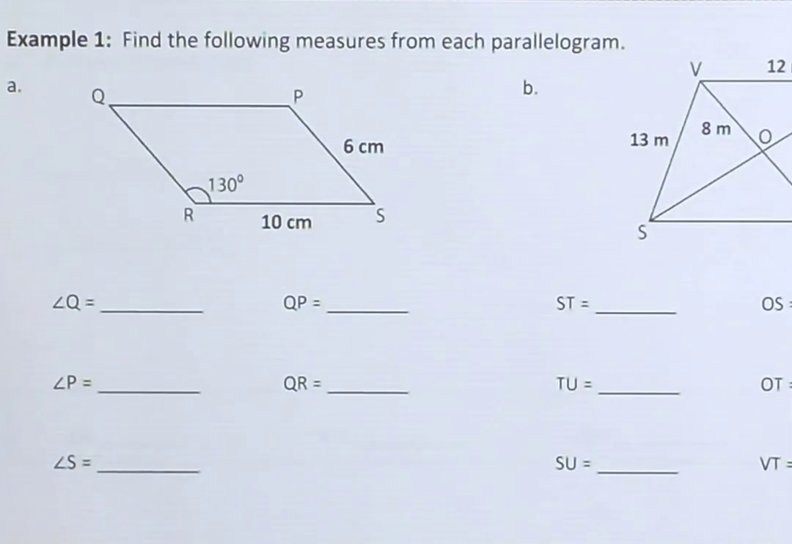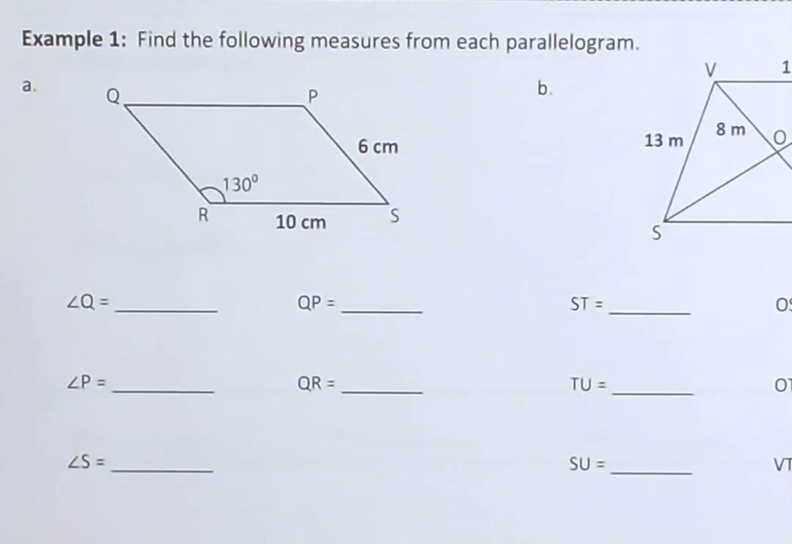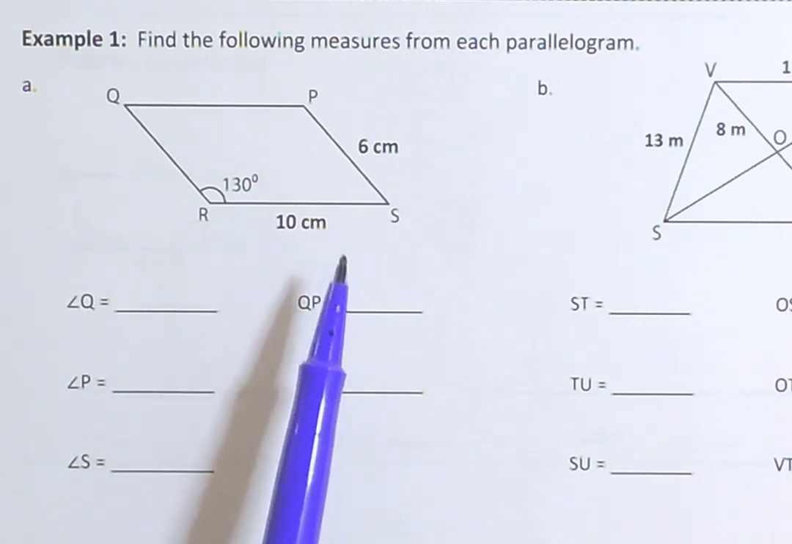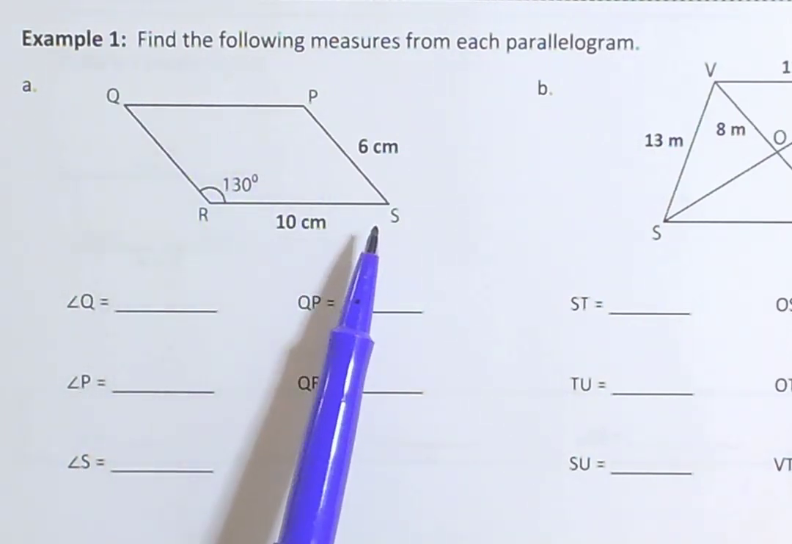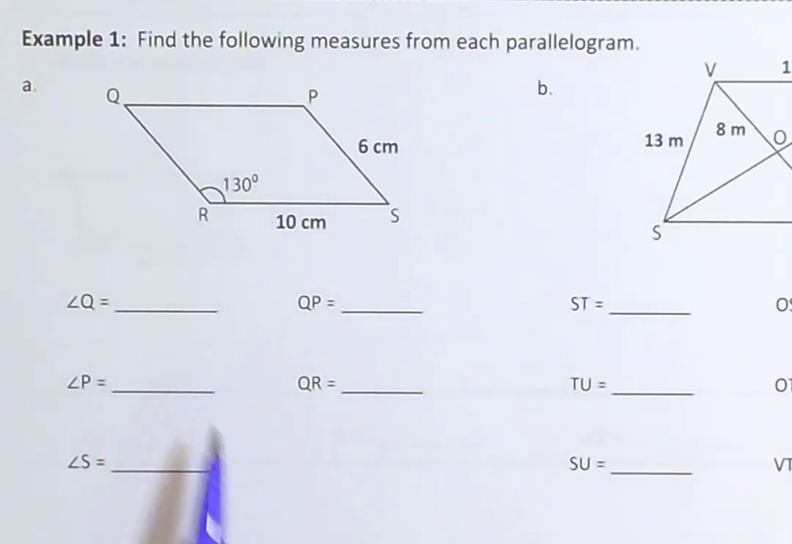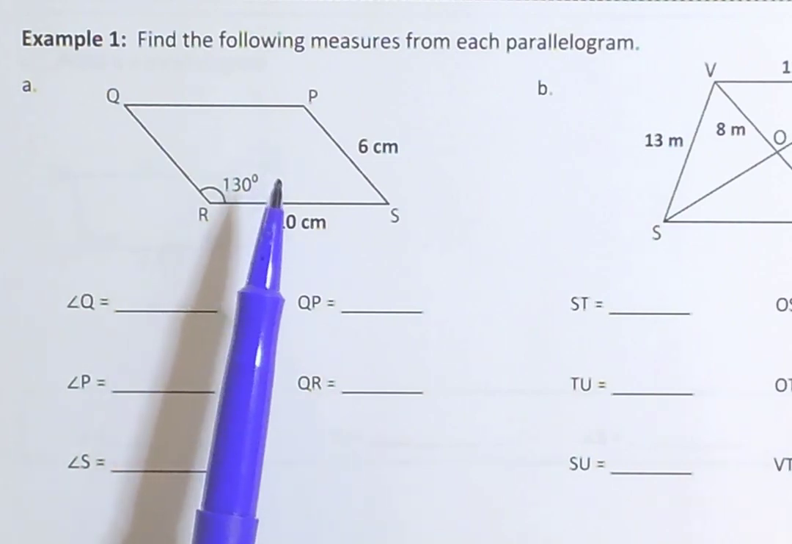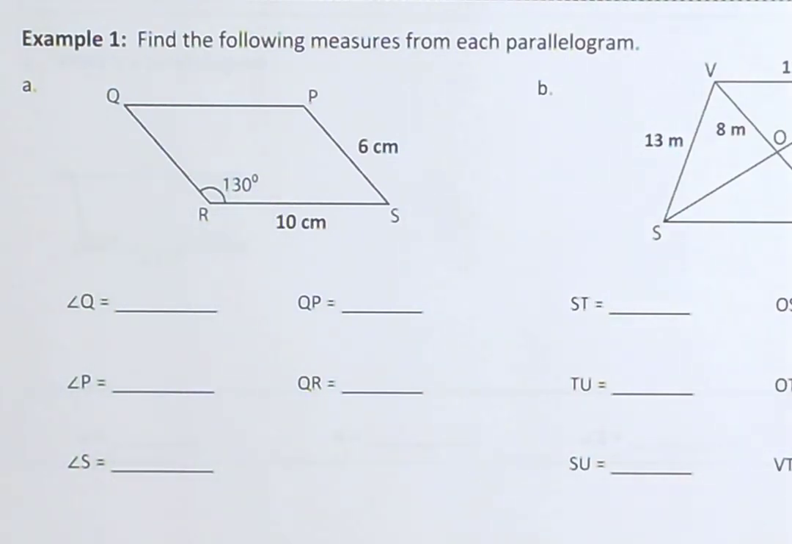So example one, we are provided with a parallelogram, and our directions are find the following measures from each parallelogram. So we have our parallelogram here, PQRS, and we're going to go through and find these different measures based off what we're told. So I'm going to go through and fill in the diagram based off the properties that we just talked about. Then I will go through and fill these in second.